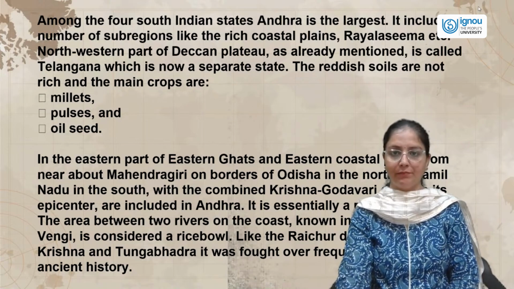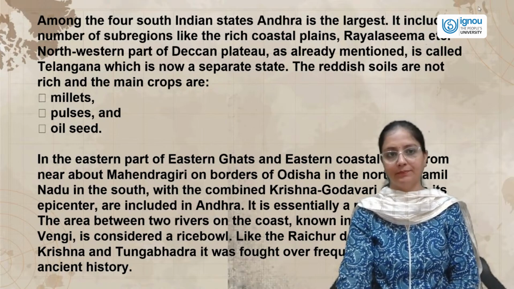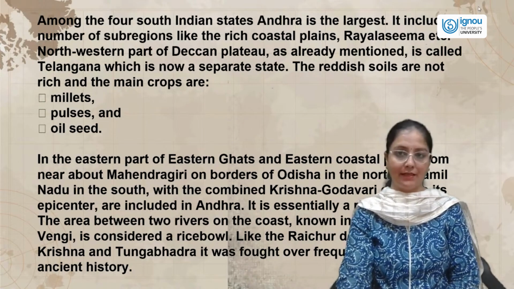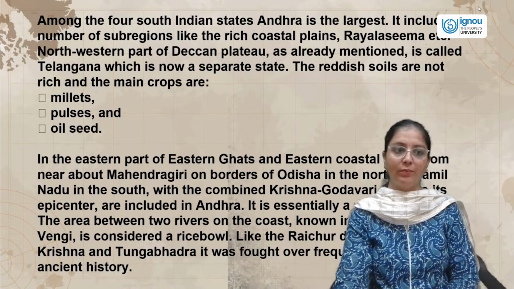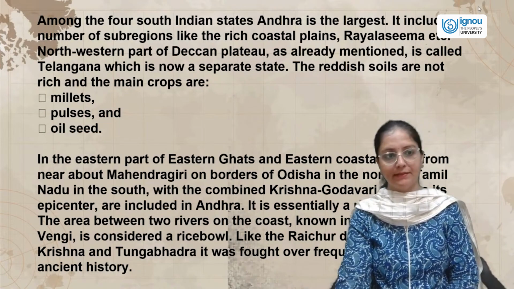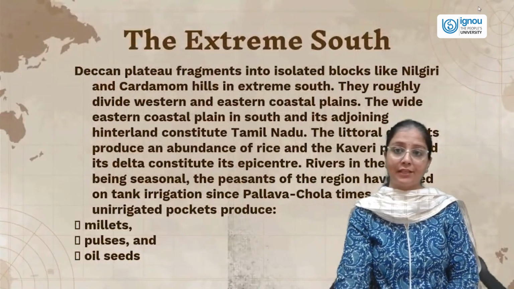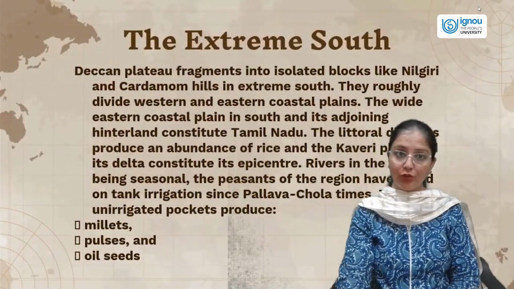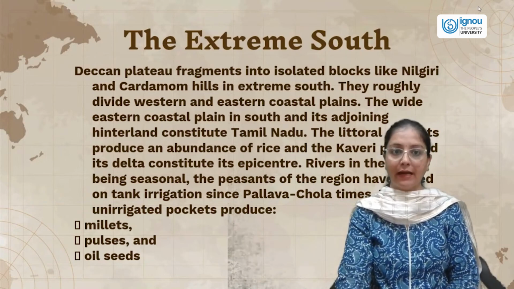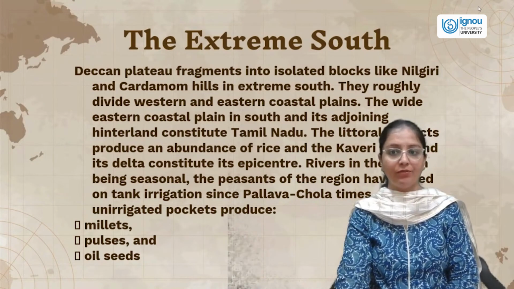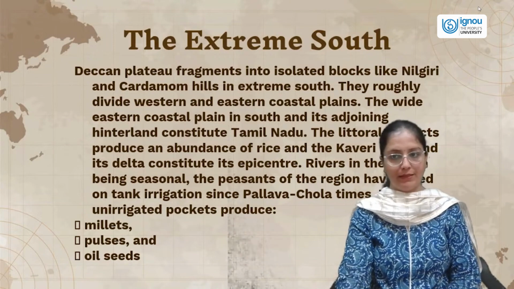The northwestern part of the Deccan Plateau, as already mentioned, is called Telangana, which is now a separate state. The reddish soils are not rich, and the main crops are millets, pulses, and oilseeds. In the extreme south, the Deccan Plateau fragments into isolated blocks like the Nilgiri and Cardamom Hills. They roughly divide the western and eastern coastal plains.